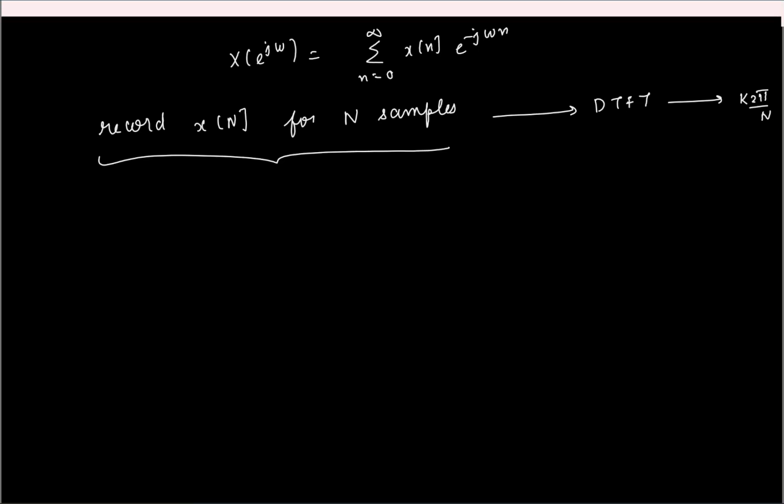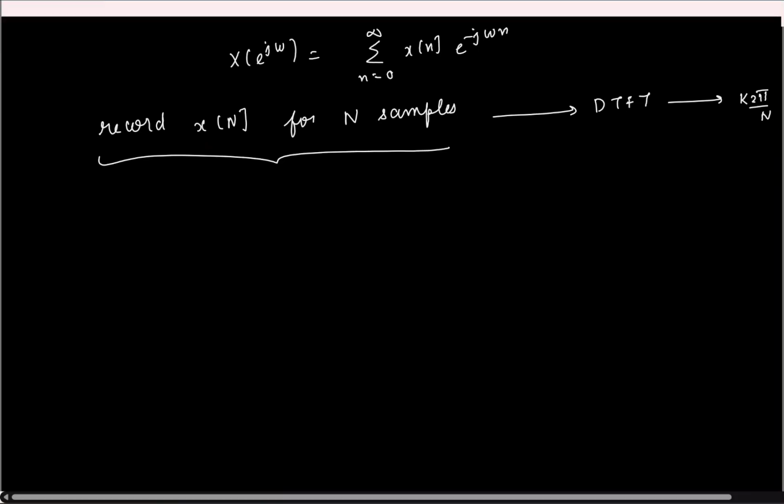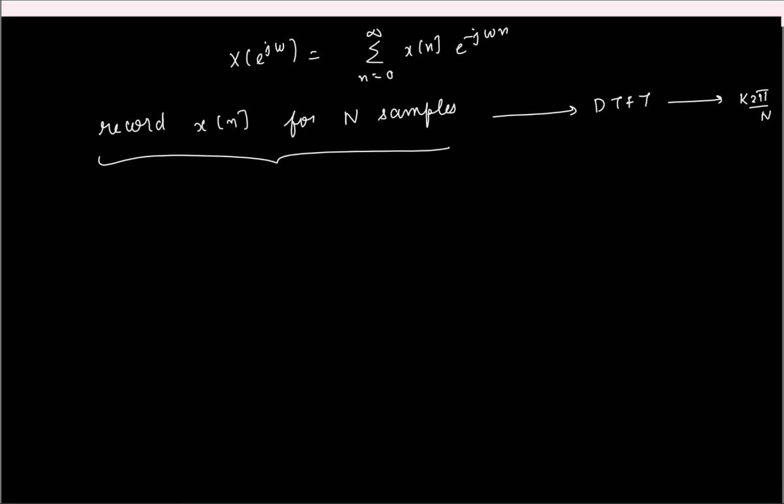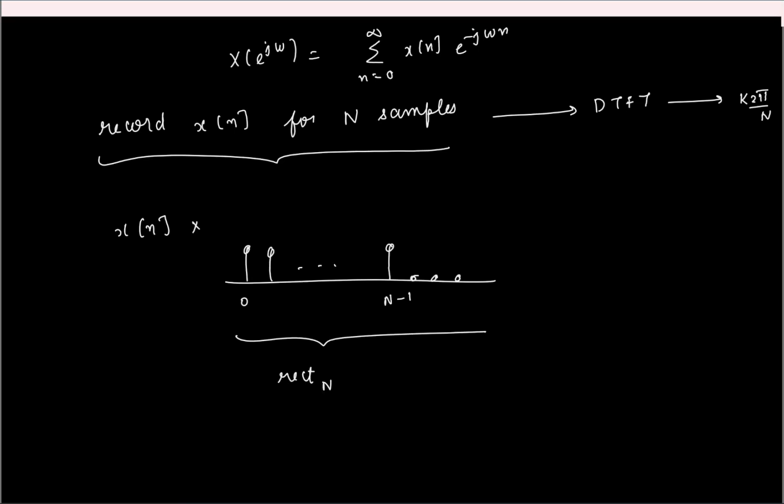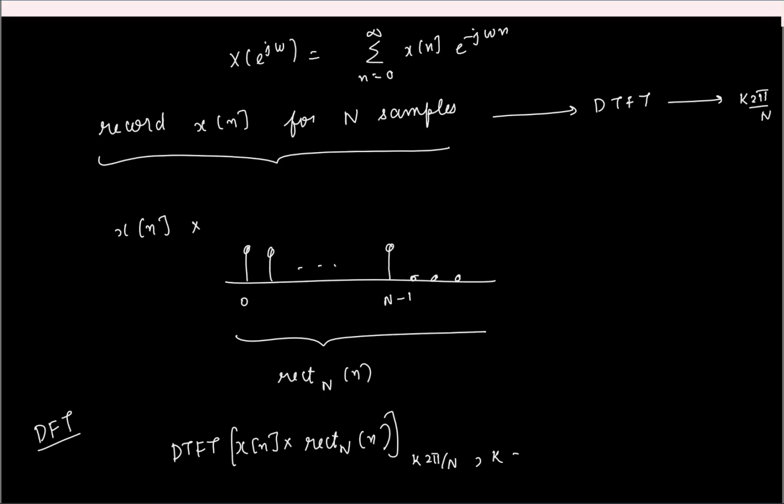Okay, and this act of considering the signal x of n for only n samples can be thought of as multiplying x of n with a sequence which is 1 for n samples, right? Is that clear? So this is often called the rectangular window. I'll just say it's rect n of n. This signifies that it has n ones. Okay. So what the DFT is basically doing is computing the discrete time Fourier transform of this sequence and then taking the samples at k times 2 pi by n, where k varies from 0 to n minus 1.